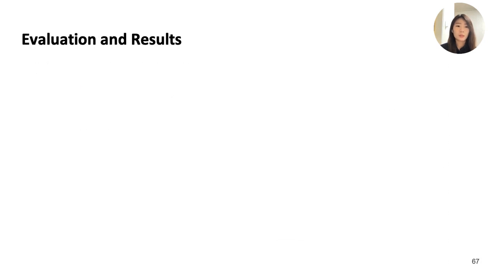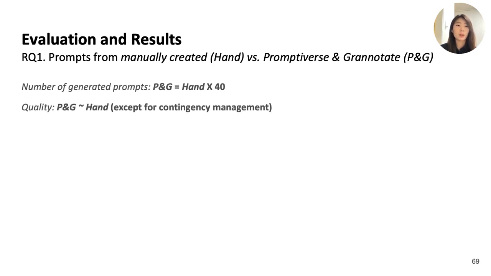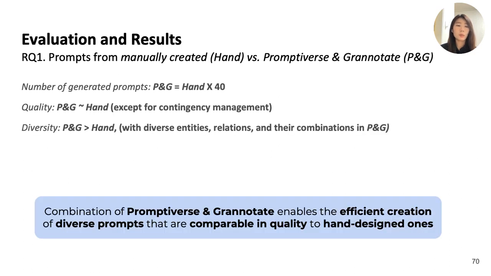To assess if Promptiverse and Grannotate lead to the scalable generation of diverse scaffolding prompts, we conducted a series of experiments with 24 participants. First, we compared the quality and quantity of prompts from Promptiverse and Grannotate and those created manually. Promptiverse with Grannotate generated 40 times more prompts than manual designing while showing similar prompt quality according to the evaluation of 2 experts. Our approach also generated more diverse prompts, including many different entities, relations, and their combinations.